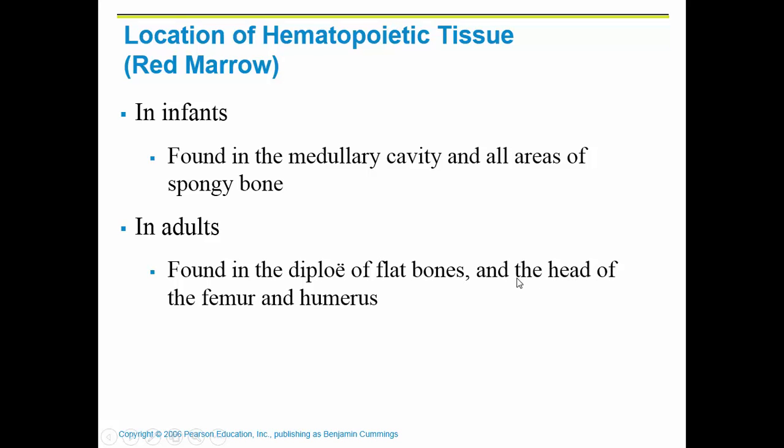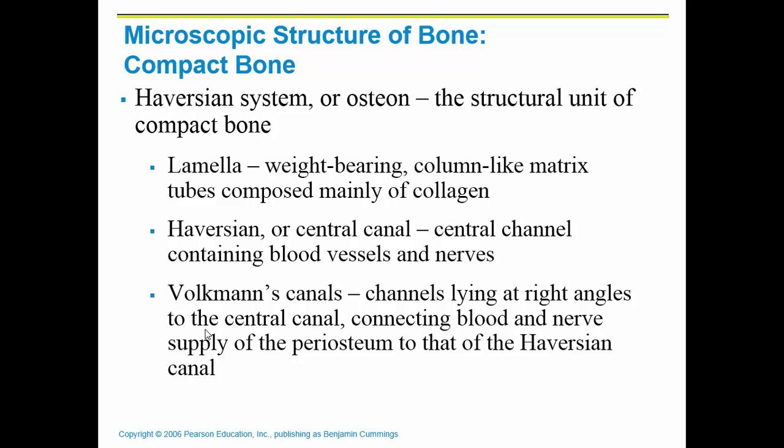And at the epiphyses of the femur and the humerus, that also has spongy bone. So we're basically going to find our red bone marrow as adults in spongy bone, as opposed to every bone in the body.